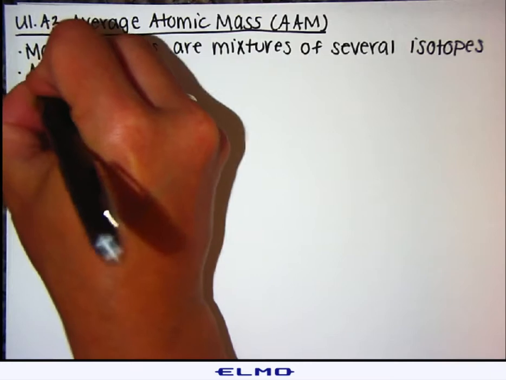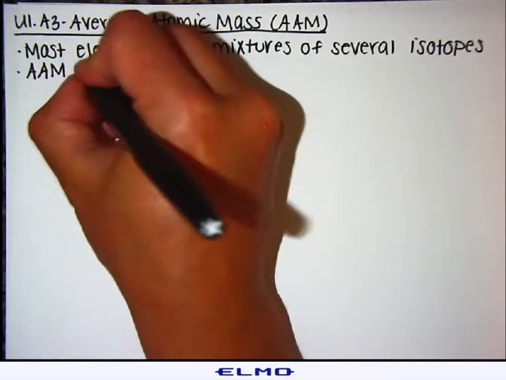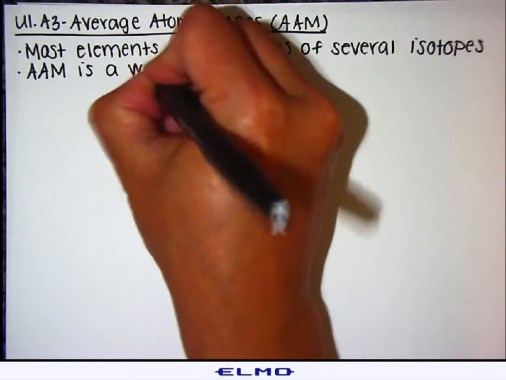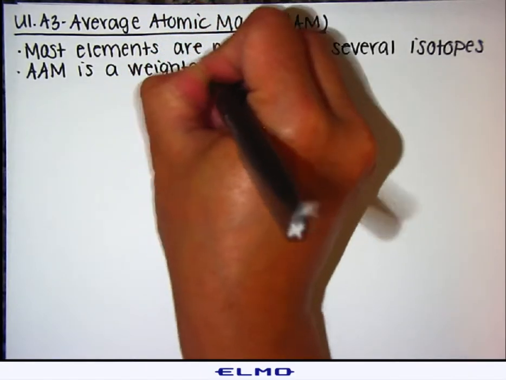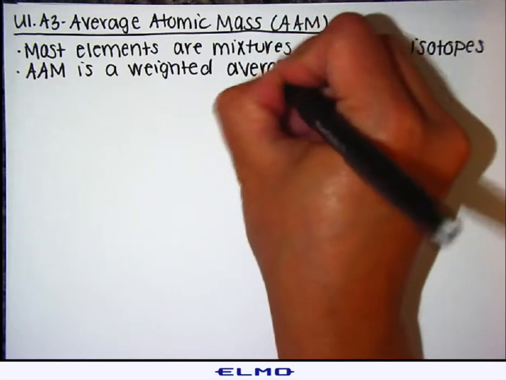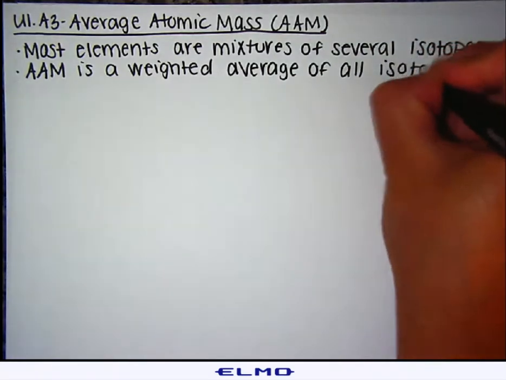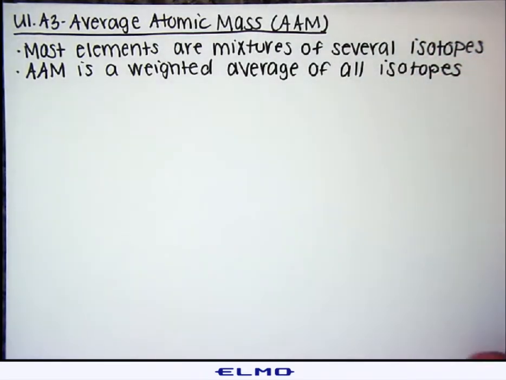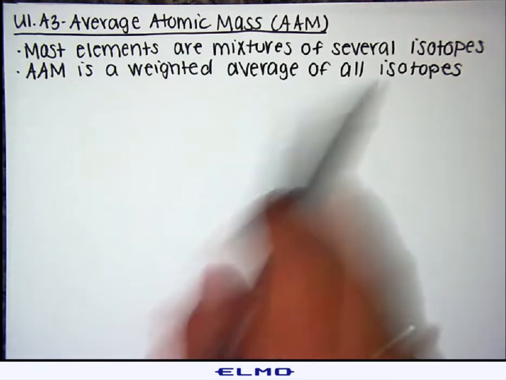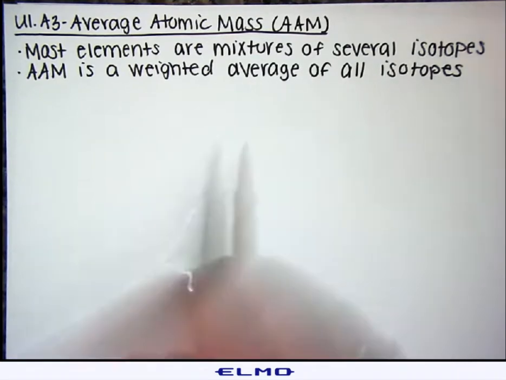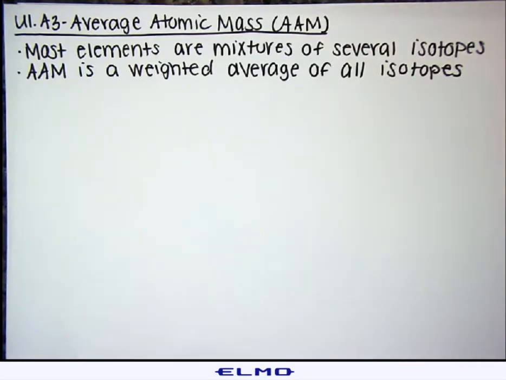We record what's called an average atomic mass. An average atomic mass is a weighted average of all isotopes of an element. Think of average atomic mass kind of like your weighted grade. Formative is 20%, summative is 60%, your final exam is 20%. Each category has different weights. Well, each isotope is going to have different weights based on its percent abundance.